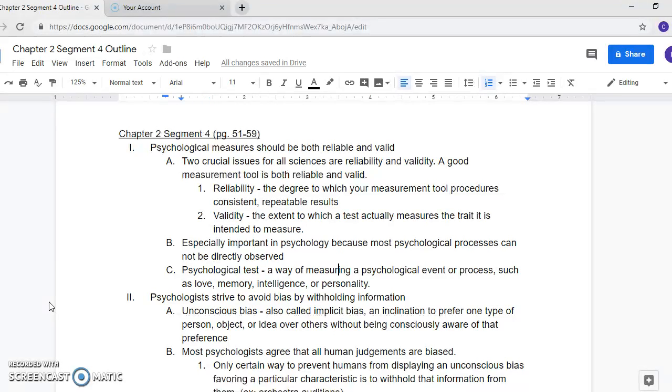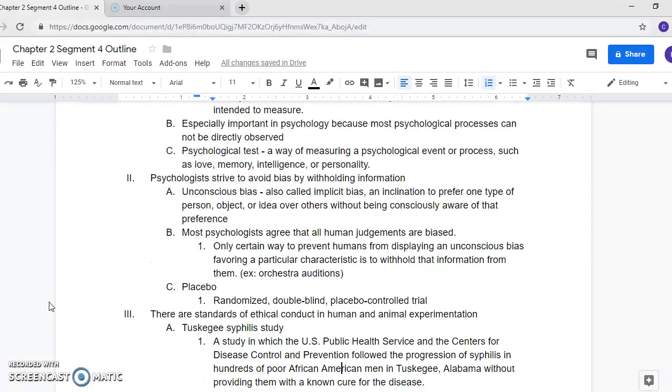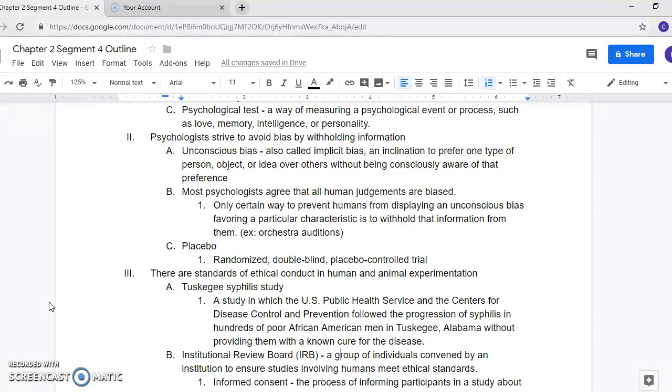Now, the second main topic is that psychologists strive to avoid bias by withholding information. There are a lot of different biases that everybody has as human beings, but the one bias that psychologists are most worried about when conducting studies is unconscious bias. This is also called implicit bias, and it's an inclination to prefer one kind of person, object, or idea over others without being consciously aware of that preference.